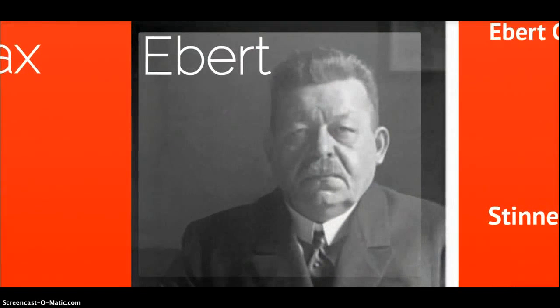Now, Friedrich Ebert is from the Social Democrats. You now have an interim government, a six-man government, and they're all socialists. It's an interim government, and it's going to decide what form the future government of Germany will take.